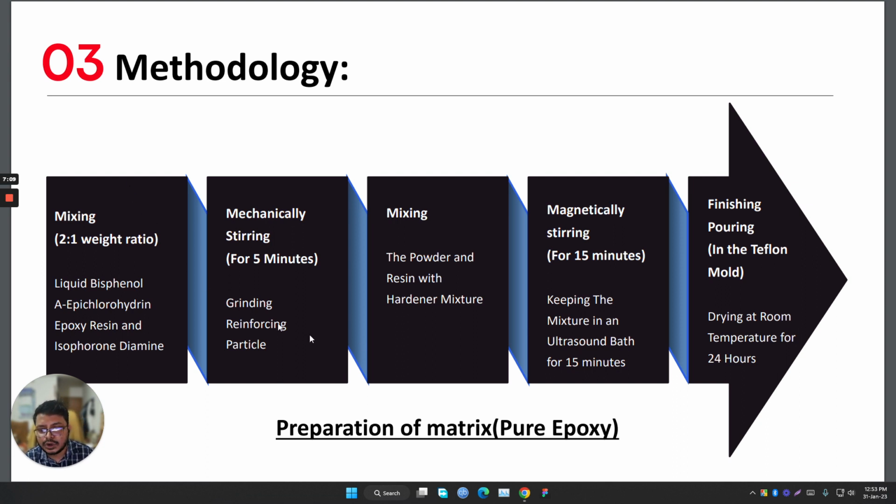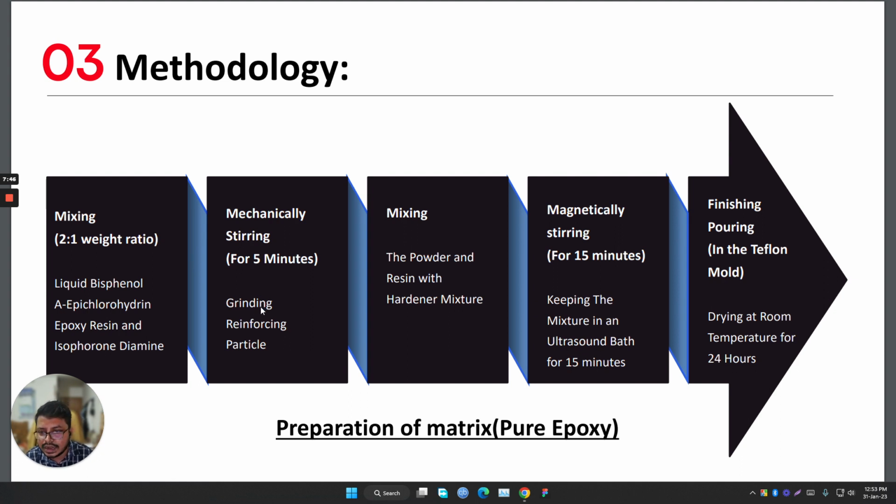For the preparation of matrix, we divided it into 5 parts. First one is mixing, second one is mechanically stirring, third one is mixing, fourth one is magnetically stirring, fifth one is finishing pouring. Mixing at 2:1 ratio liquid bisphenol A epichlorohydrin epoxy resin and isophorone diamine. Then second one is mechanically stirring for 5 minutes.